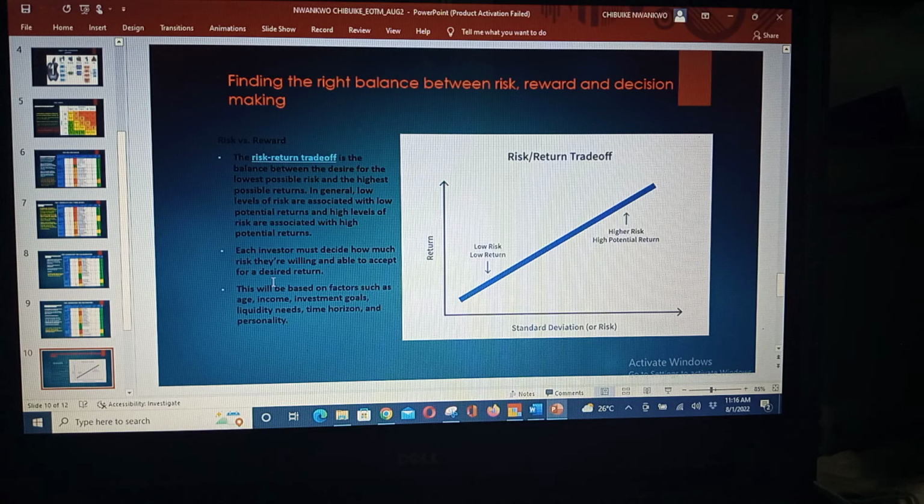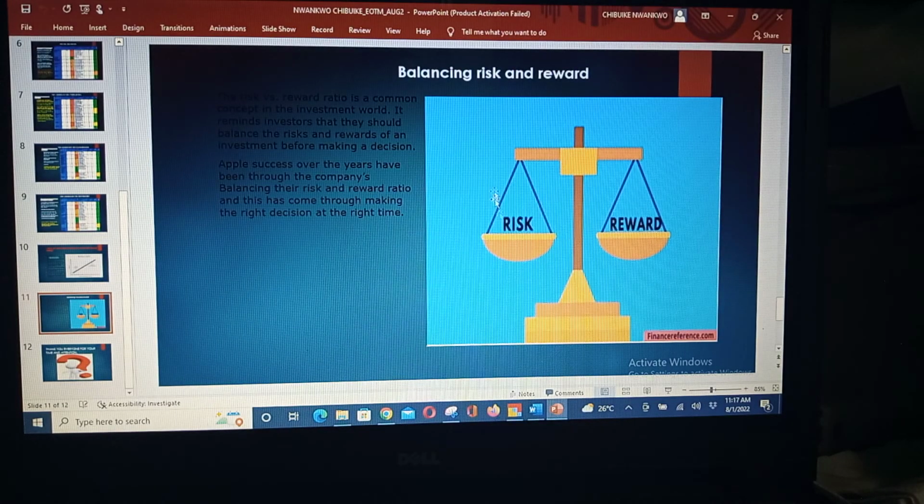How do I do this? You can see from my risk return trade-off that low risk simply means low return, high risk means high return. But this is not always the case in every organization. Sometimes low risk can lead to high return, and high risk can lead to low return. It all depends on the calculation and the decision making at the end of the day. But as a rule of thumb, this simply means that high risk leads to high return and low risk leads to low return. So we move to Apple's decision and how the risk and reward balances out.